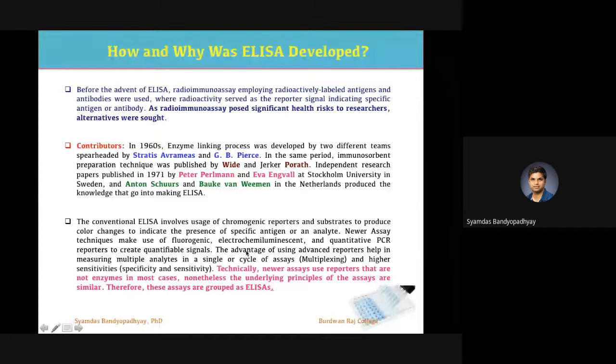Now, technically, there are multiple variations of ELISA. Sometimes even enzyme linking is not done. There are other methods for detection, but the principle remains the same. Although the newer assays use reporters that are not enzymes in most cases, the underlying principle of the assays is similar. Therefore, the modifications of the ELISA are also grouped as ELISA, right? They are also called ELISA.